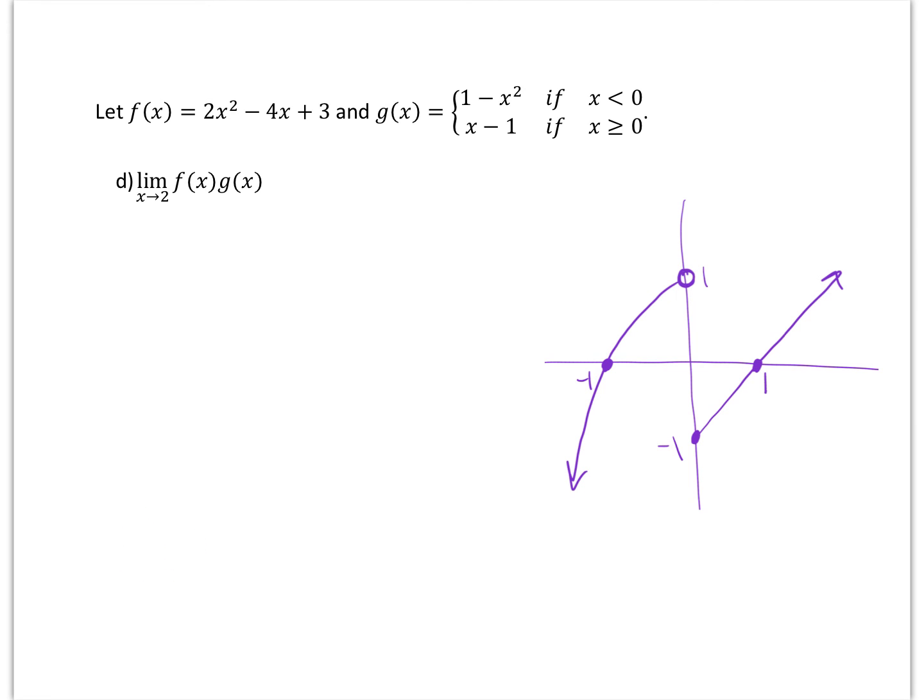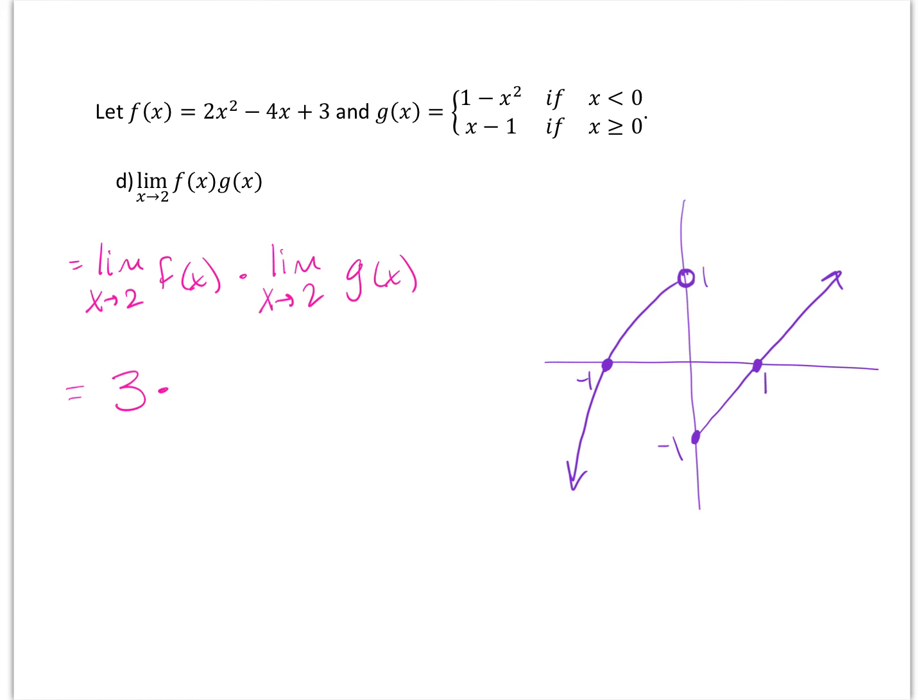Okay, the limit as x approaches 2 of f of x times g of x. Well, our properties of limits say that you can take the limit of f and the limit of g first and then multiply them. So this is the limit as x approaches 2 of f of x times the limit as x approaches 2 of g of x. Take those two limits separately and then we'll multiply them. So if I plug a 2 into the formula for f, I get 3.